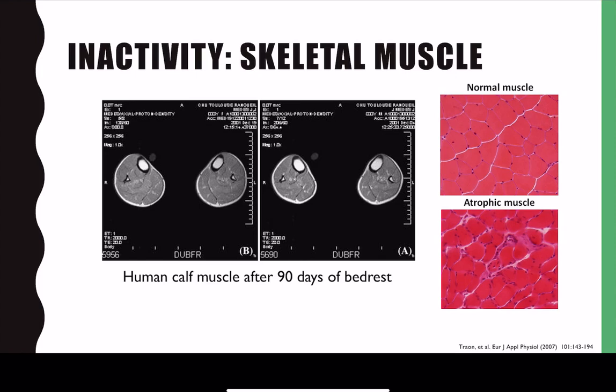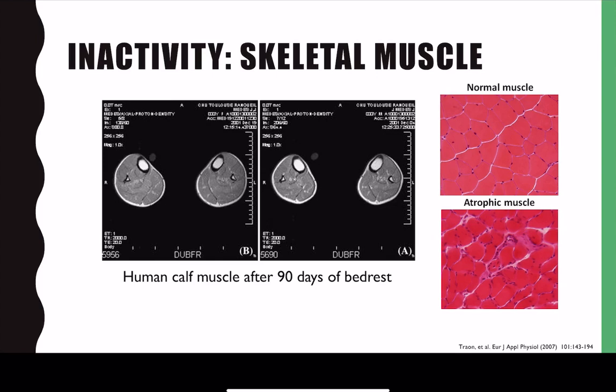This slide that you're looking at is the calf muscle before and after 90 days of bed rest. And you can see that total immobilization has a dramatic effect on muscle mass. And the data that's in your notes is you see a 3 to 4% loss of protein per day.